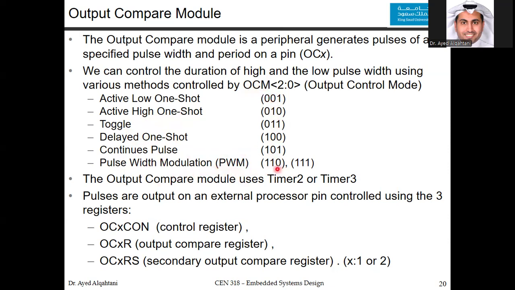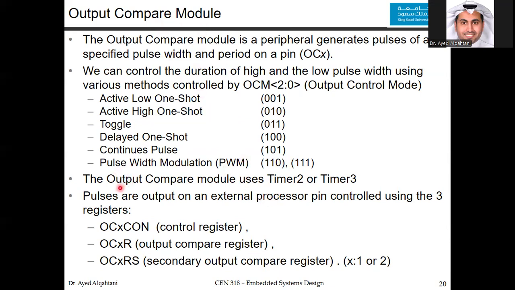For the pulse width modulation, it's 011 or 111. There is a difference between these two. One of them supports fault detection and dealing with faults. The other one doesn't support any fault mechanism. So our choice will be the one without fault, which is 011. That would be the pulse width modulation signal generated by the output compare module.